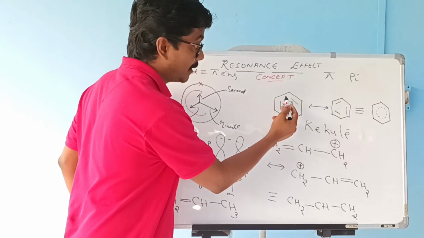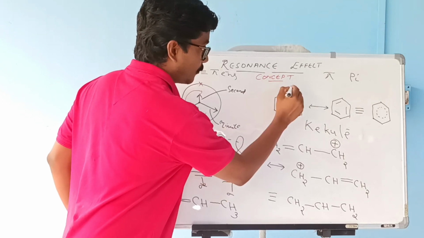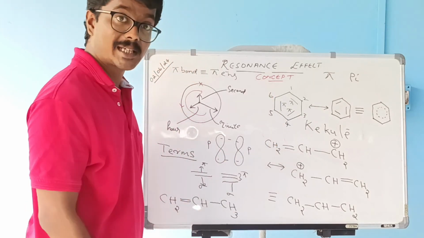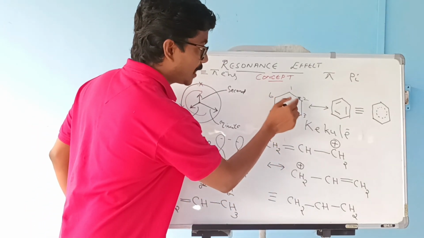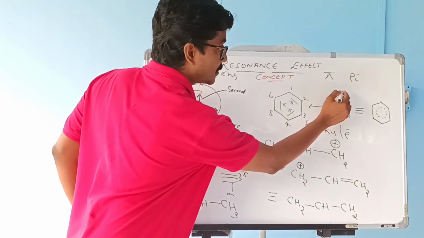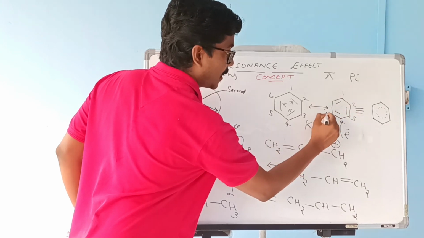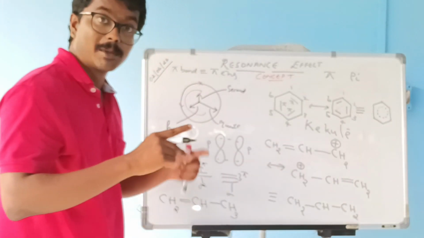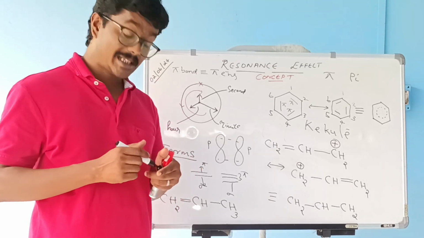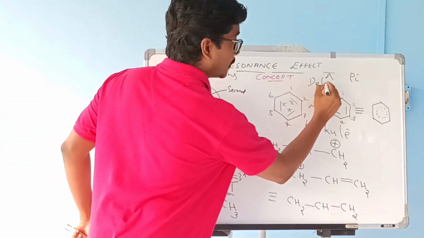So that's the reason why here the pi bonds are between, let's consider 1, 2, 3, 4, 5, and 6. Six carbon atoms are there. There's a double bond present between 1 and 2, which can also come between 1 and 6. Because the pi bonds are continuously moving, the pi electrons are continuously moving. That is known as delocalization.